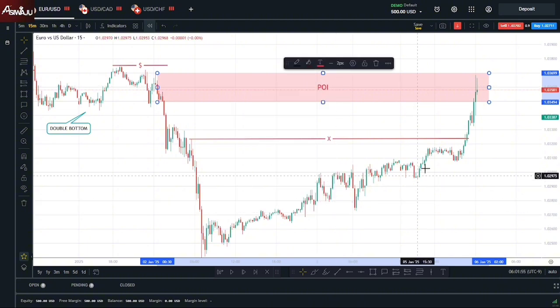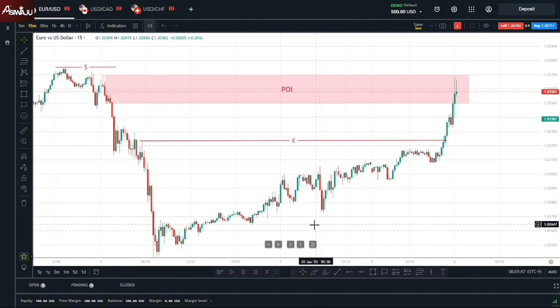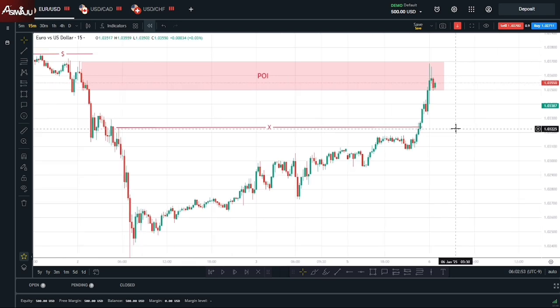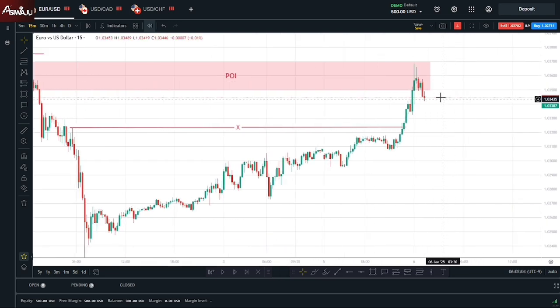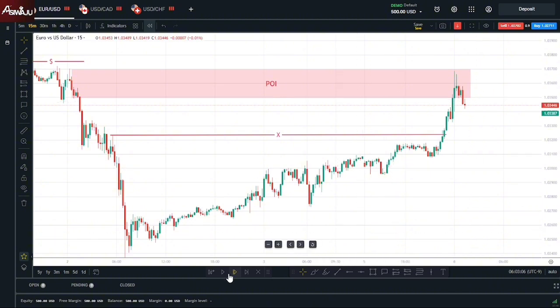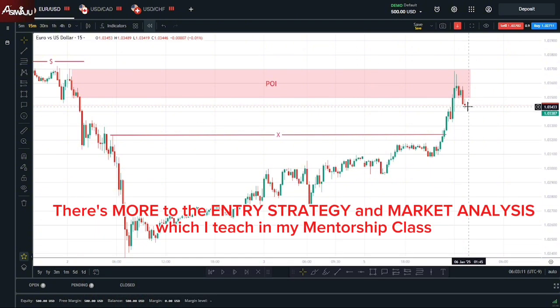So now let's wait for a confirmation. Let's see if we are going to sell from this point. So we see price retracing from this point. If you use the momentum candle entry strategy here, you are likely to be trapped, because there is more to this entry strategy, which I teach in my mentorship class.